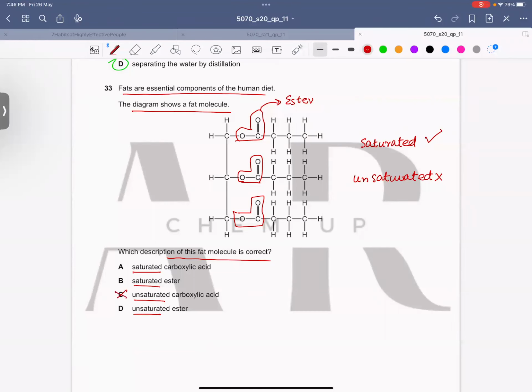So on the basis of that, I will mark C and D wrong. Now I would be left with A and B. In A, there is a carboxylic acid written, and these are not carboxylic acids but esters. So A goes wrong, and B is your correct answer. Is this understandable? Yes, sir.